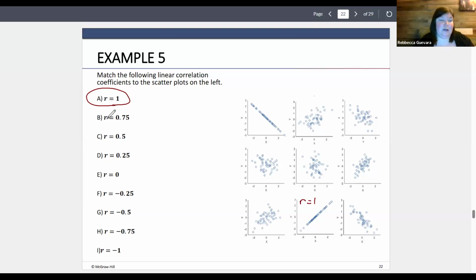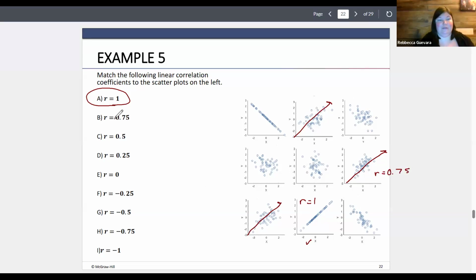If I do R is 0.75, we're looking for something that, once again, is a positive association, not as strong as it is here, but it should still be pretty strong. So we're probably looking at this relationship right here. It's definitely increasing, and it makes a straighter line than, let's say, this one here. This one's a little more spread out, or even this one here. That one's definitely pretty spread out. So this one we could probably argue is going to be my 0.75.